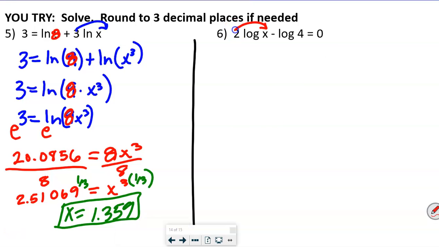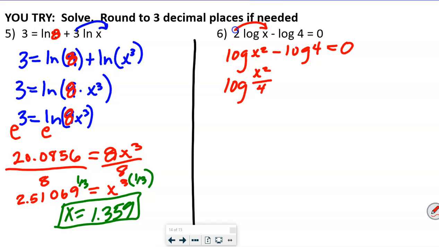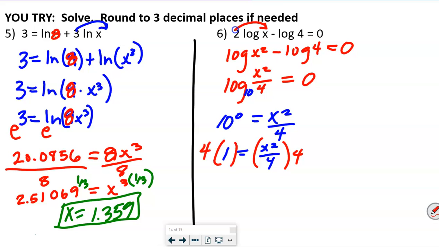So on this next one, we're going to condense first. So I'm going to say log of x squared minus log of 4 equals 0. Then I'm going to keep condensing, so I'm going to say log of x squared divided by 4 is equal to 0. Now I'm going to put it in exponential form. So I'm going to take my base, 10 to the 0 is equal to x squared divided by 4, right? So that's going to be 1 is equal to x squared divided by 4. We're going to multiply both sides by 4. That's going to be 4 is equal to x squared. So then we're going to take square root of both sides. So that's going to be x is equal to plus or minus 2. Remember, anytime you take a square root, you have a plus or minus.